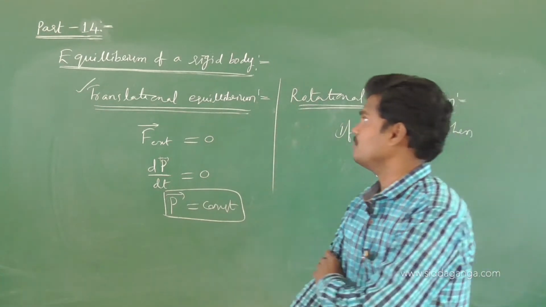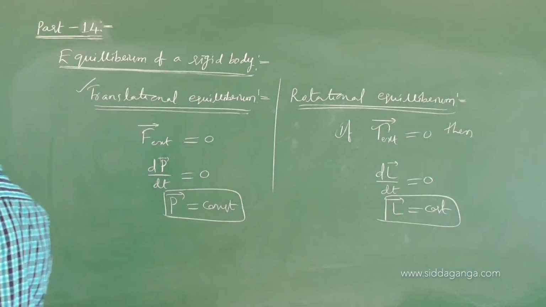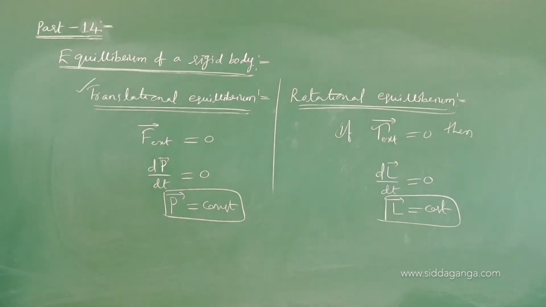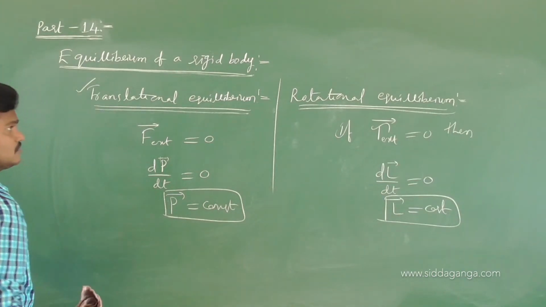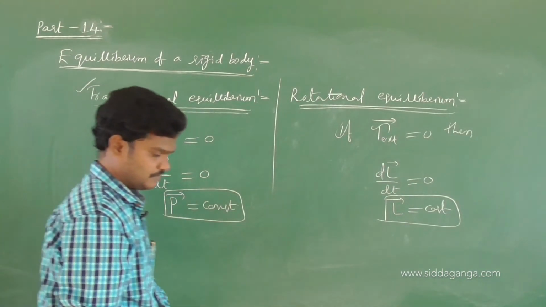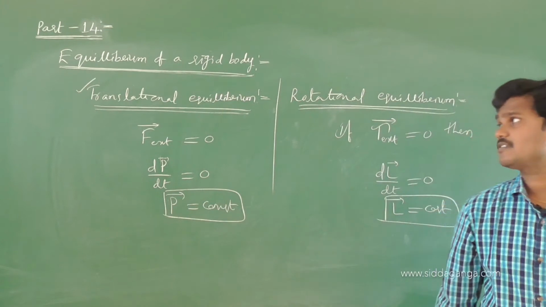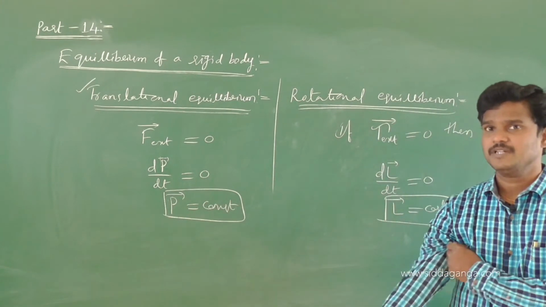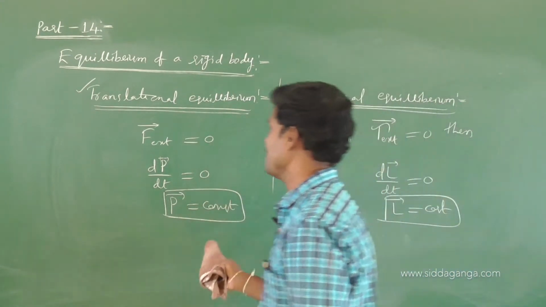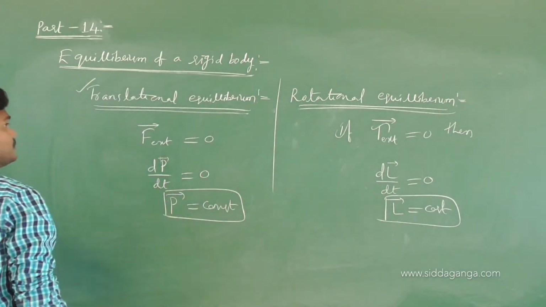Let me give some examples. Yeah, completed. These are the conditions for translational and rotational equilibrium. Now let me give one example for equilibrium of a rigid body.